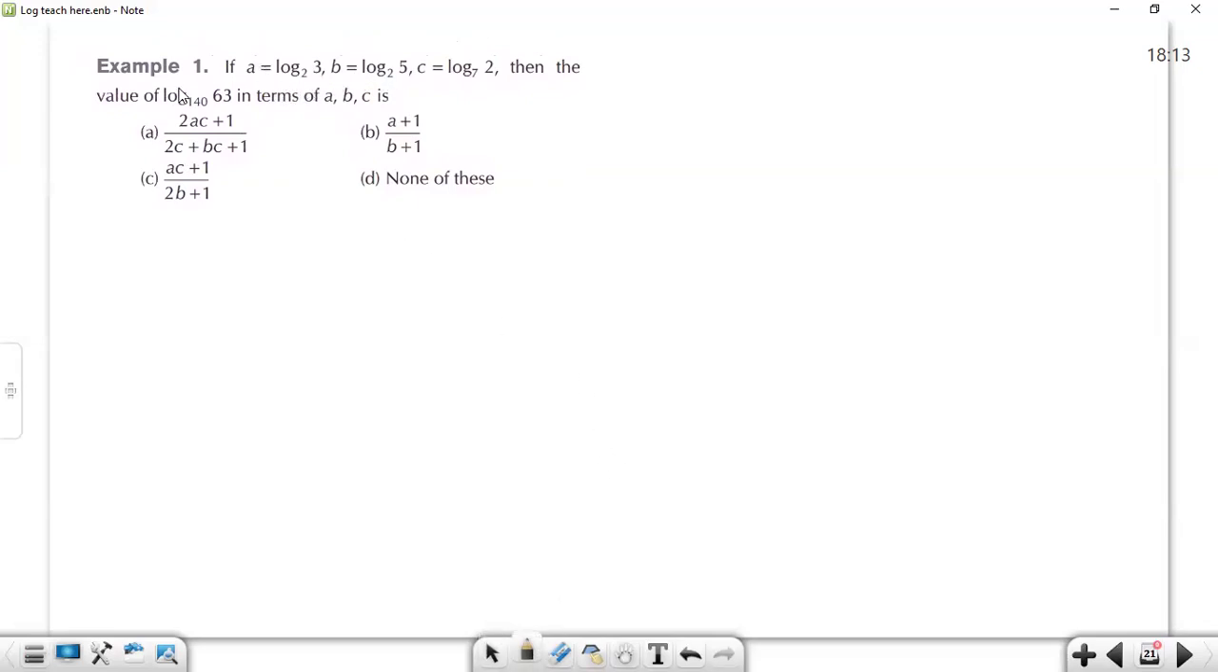Given A, B, C, let me read the question first. If A is logarithm of 3 to the base 2, B is logarithm of 5 to the base 2, C is logarithm of 2 to the base 7, where the base is changed, then find the value of logarithm of 63 to the base 140 in terms of A, B, C. So we have to find the value of logarithm of 63 to the base 140. We can write it as log of 63 divided by log of 140, to the base e, of course. We are not going to write e again and again.